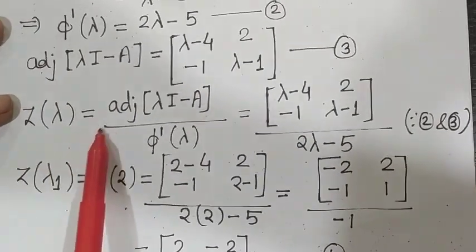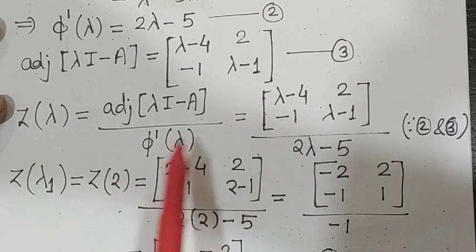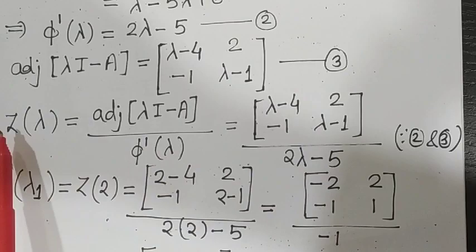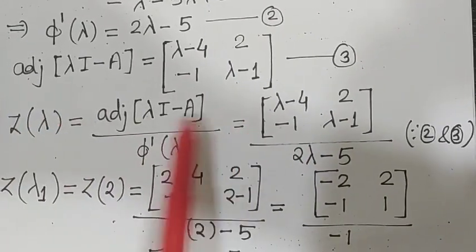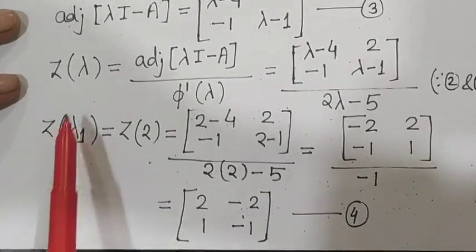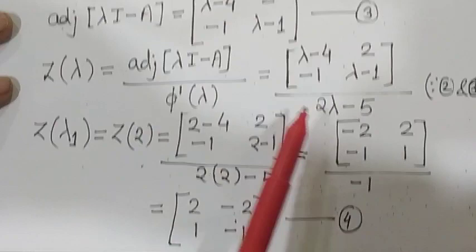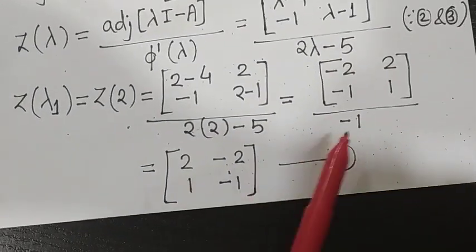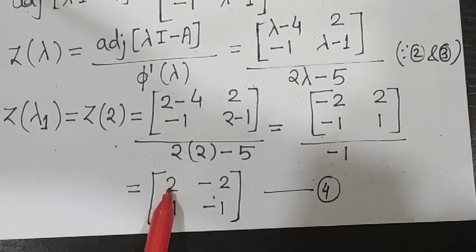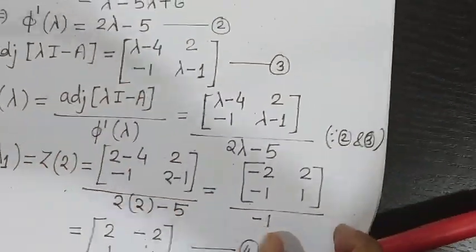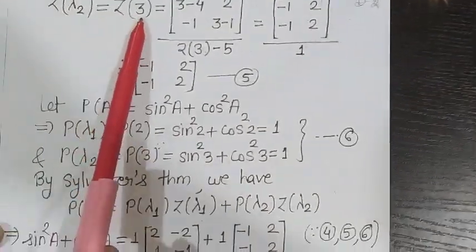So Z of lambda is adjoint of lambda I minus A upon phi dash of lambda. Make use of 2 and 3. We have this generalized Sylvester coefficient. Find this for a particular value of lambda. So Z of lambda 1, where lambda 1 is 2: put lambda everywhere as 2 and simplify it. Taking the negative sign inside, we have 2 minus 2, 1 minus 1. So this is Z of lambda 1. Next we will find Z of lambda 2, so lambda is now 3.